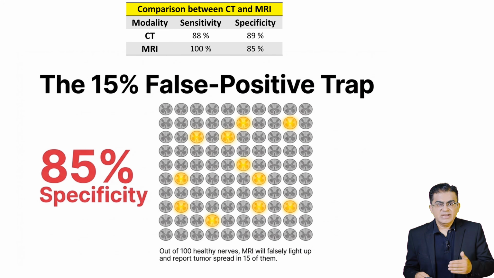But there is a trap here with MRI. Look at the specificity of MRI to pick up perineural invasion. It is 85%. What does it mean to you as a surgeon? Let us break down the math.